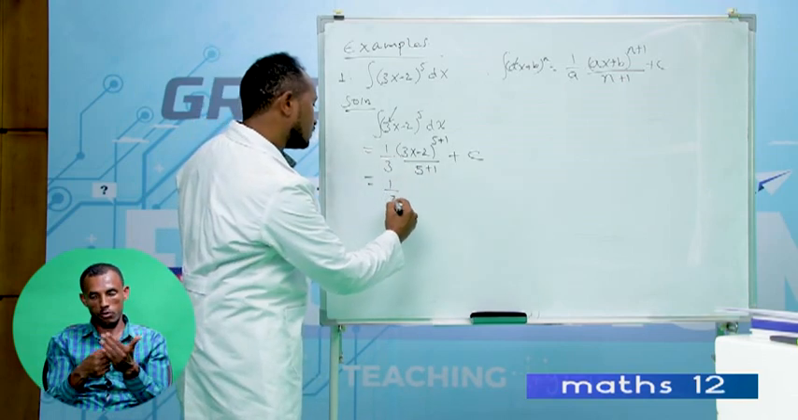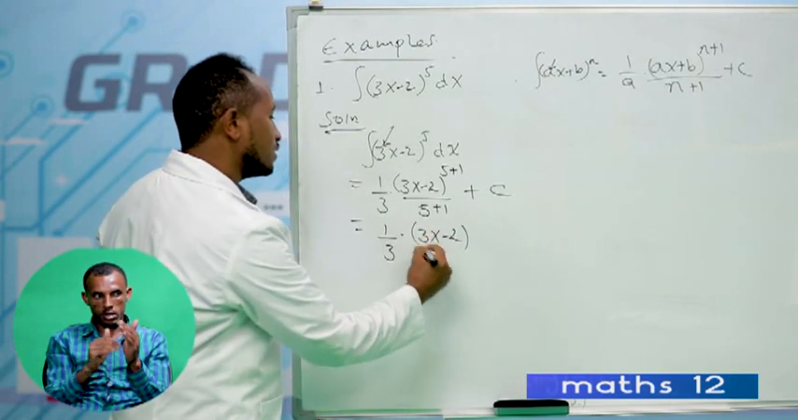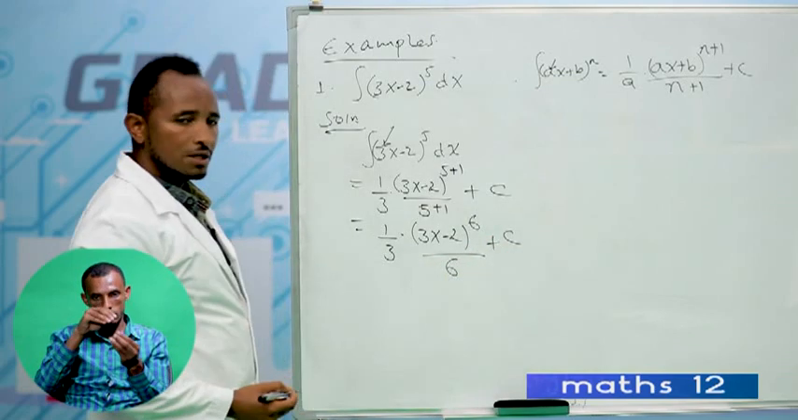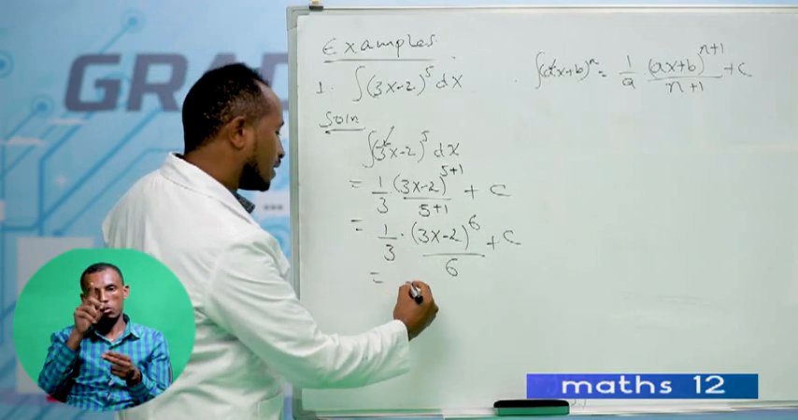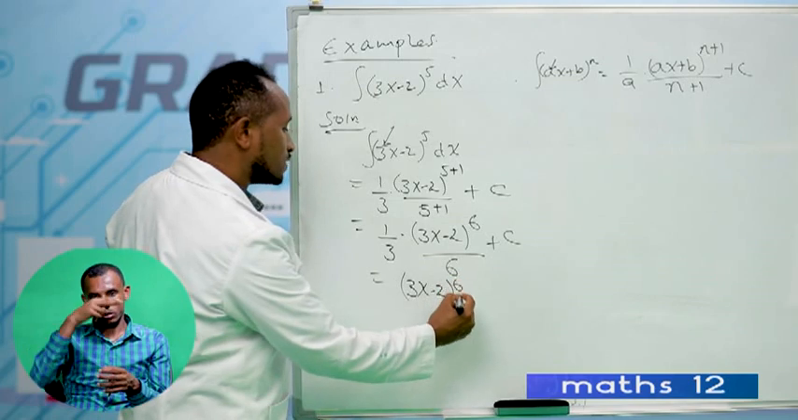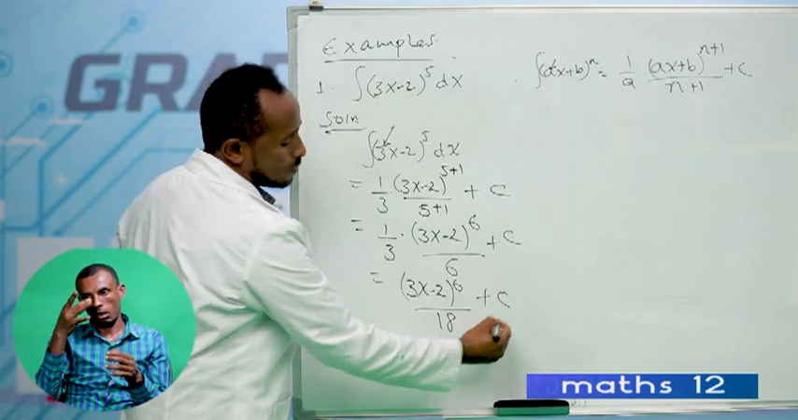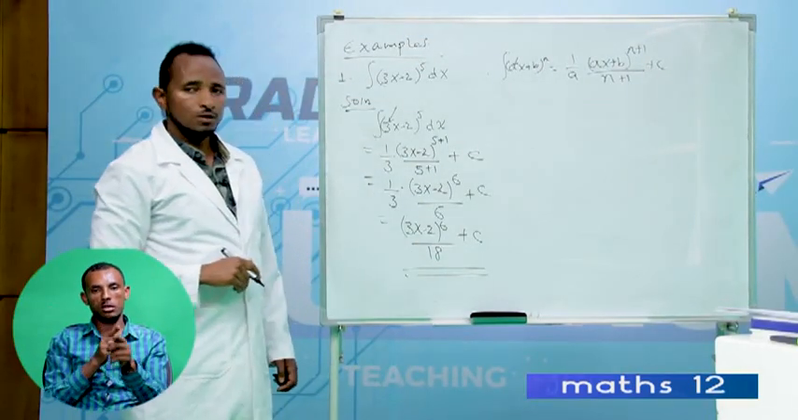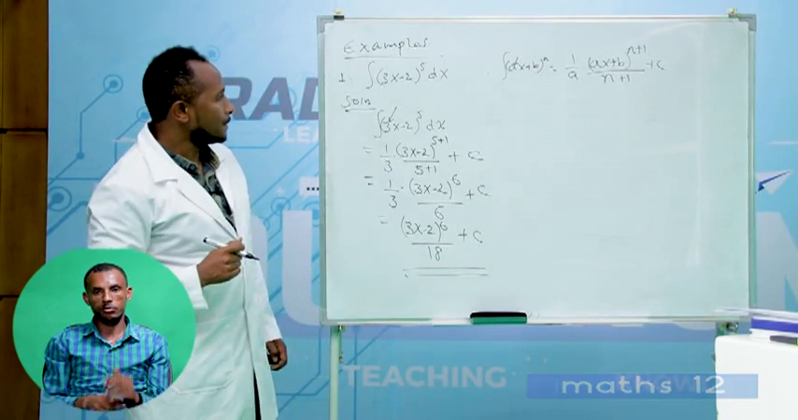Therefore, 1 over 3 times (3x - 2)^6 over 6 plus some constant c. I can multiply this 1 over 3 by this one. You get (3x - 2)^6 over 3 times 6, which is 18, plus some constant c. So this is the correct answer. Now, to practice, let's see one more example.